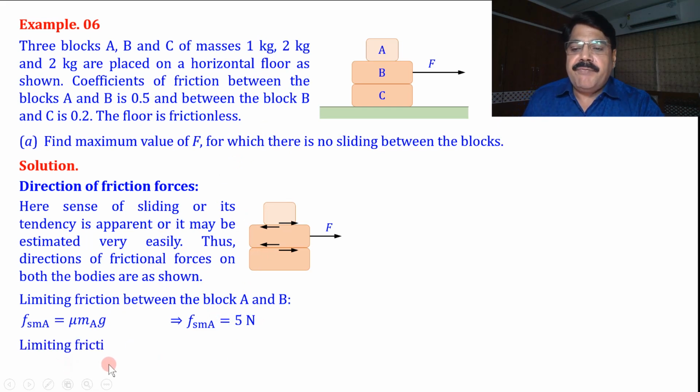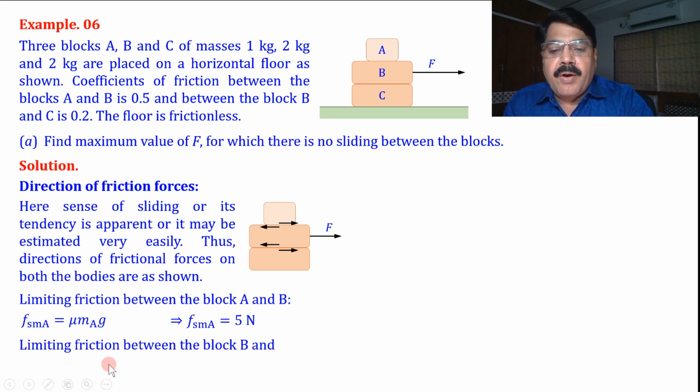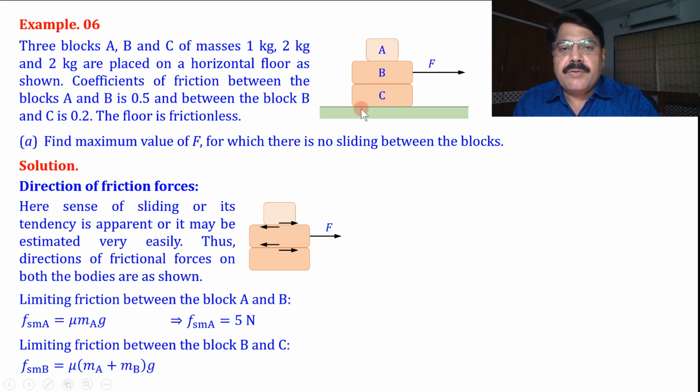Similarly, the limiting friction between blocks B and C. What do we call it? f_s max B, because it is under block B. To create this friction, the weights of both blocks A and B create the required normal force. So this normal force is (m_A plus m_B) into g, and mu here is 0.2. So 0.2 into (1 plus 2), that is 3, into 10. So it is 6 Newton. So both these limiting frictions we have calculated.